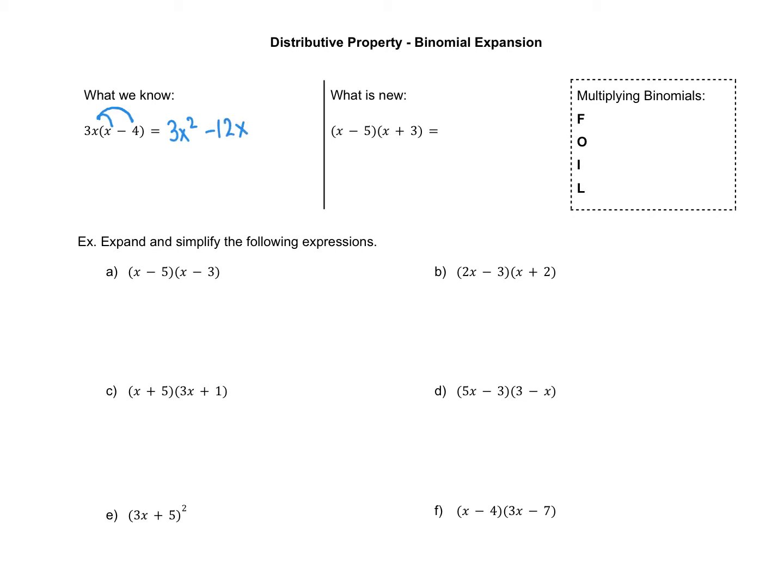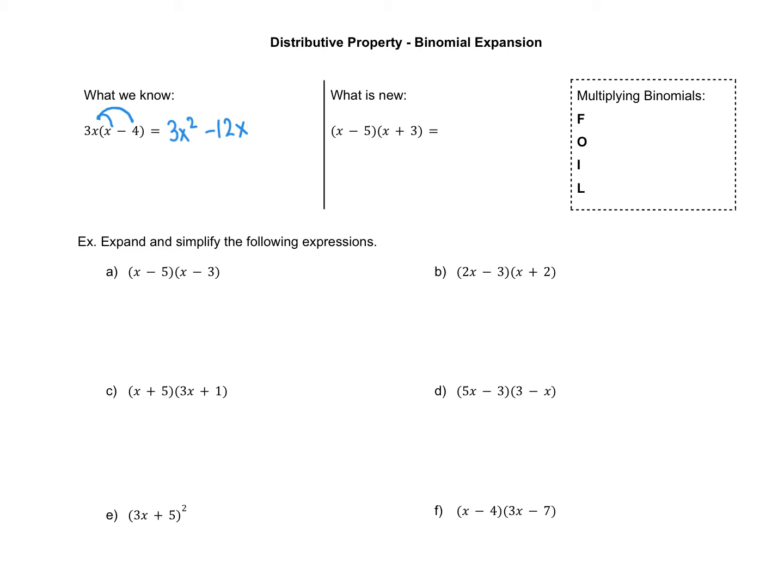So 3x times x would be 3x squared, and 3x times negative 4 would be negative 12x. And there we are. Here is the new example where you have x minus 5 times x plus 3. So it's not just a single term outside the bracket anymore, it's actually two terms inside another bracket. Now, the way we're going to do this and the way we're going to remember it is using something called FOIL. And that just tells you the order that you can multiply everything in. And using FOIL is optional.